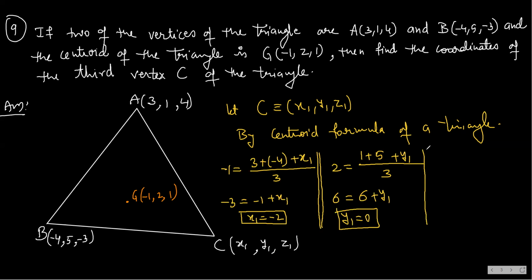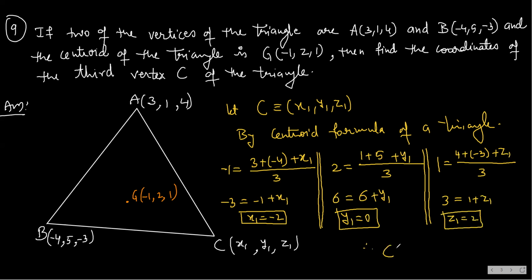Then you have to find z1, and you will get z1 when you consider the z coordinate of the centroid. You write 1 equals to 4 plus -3 plus z1 upon 3. So 3 equals to 1 plus z1, and z1 equals to 2. So we got x1, y1, z1. Therefore C is (-2, 0, 2). Very simple question. You can copy this.